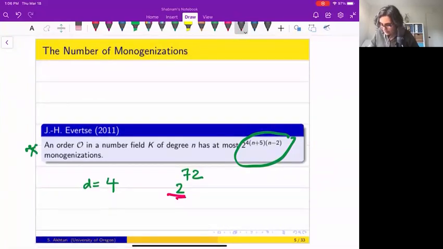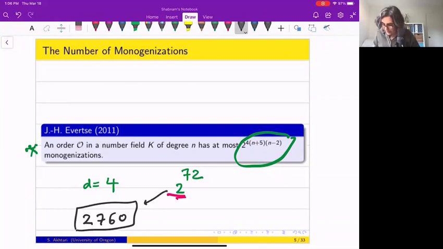The bound that I can produce, let me see. I think, if I have to be exact, for any order in a quartic number field, I can come up with 2,760. So I can replace this by this. And for orders of discriminant large enough, which would be almost all orders, all except finitely many of them, I can improve this bound to 182.